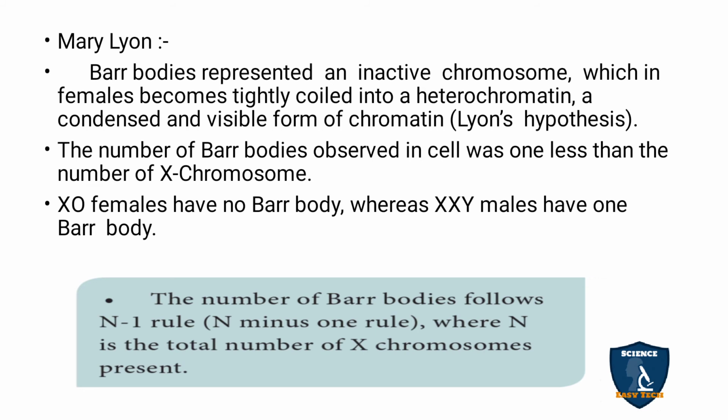The number of Barr bodies follows the n minus 1 rule, where n is the total number of X chromosomes present. So, for example, if there are 2 X chromosomes, then 2 minus 1: one chromosome is active and one is the Barr body. So like that they are calculating, and this is Lyon's hypothesis.